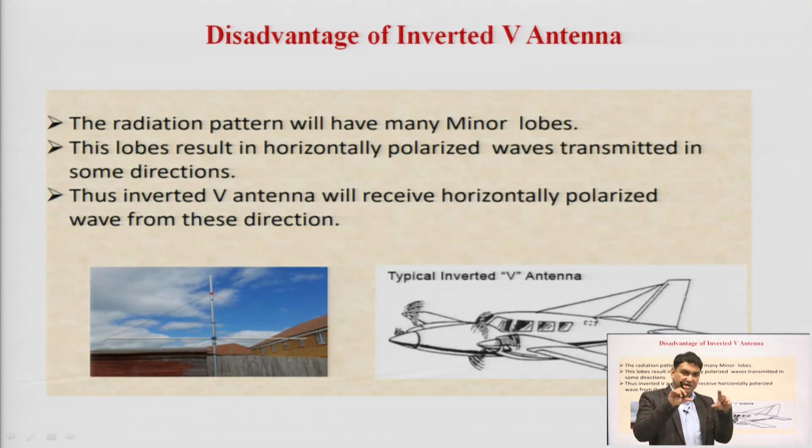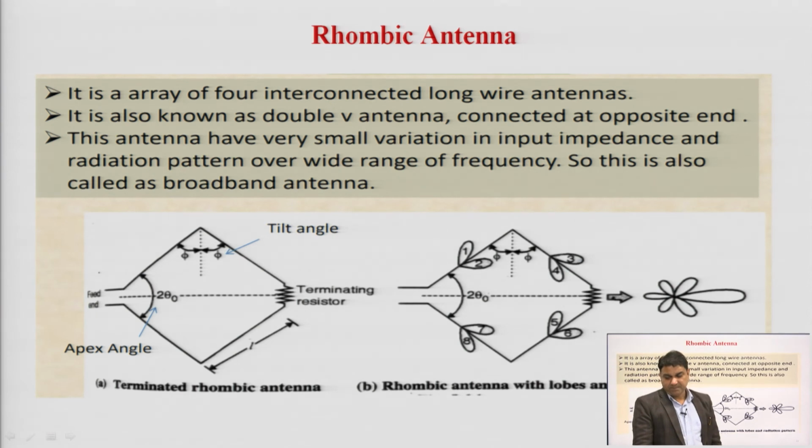In the V antenna, the two different wires are oriented differently, so the polarizations are also different. Vertically polarized waves or horizontally polarized waves are produced by the different wires, and thus the inverted V antenna will receive horizontally polarized waves from these directions.